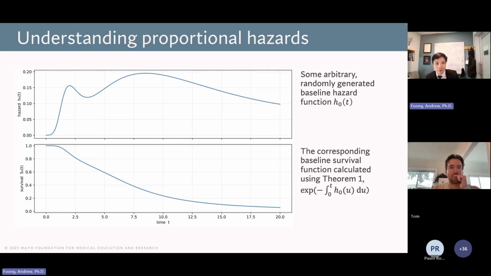I'm going to make this more graphically precise. On the top curve here, I've plotted the hazard function, some arbitrary baseline hazard function h naught of t.